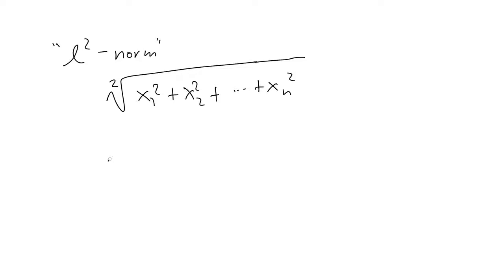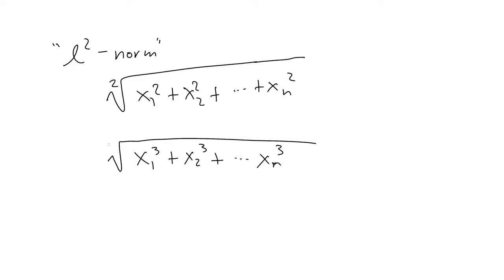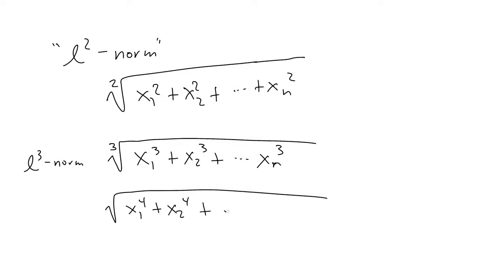But remember that another thing we could do is say, well, what's x1 cubed plus x2 cubed plus all the way to xn cubed, and take the cube root of it. That's a thing, and that is defined as the L3 norm. And if we said, hey, I wonder what x1 to the 4th power plus x2 to the 4th power plus ... plus xn to the 4th power is, all to the 4th root, that is what the L4 norm is.